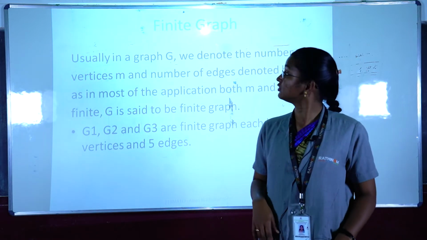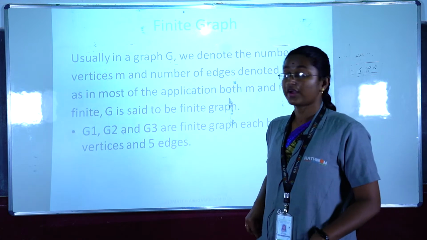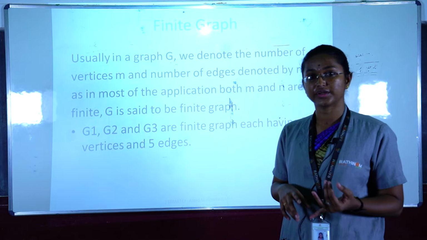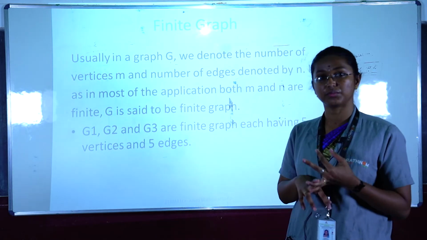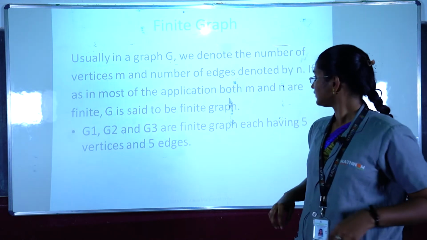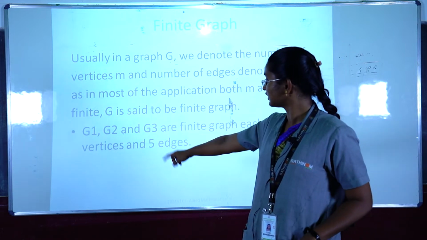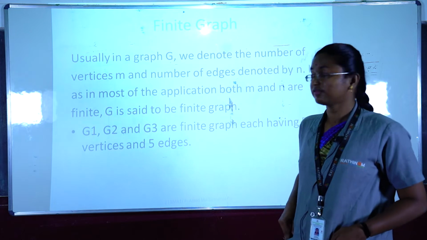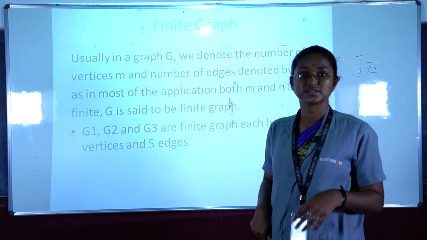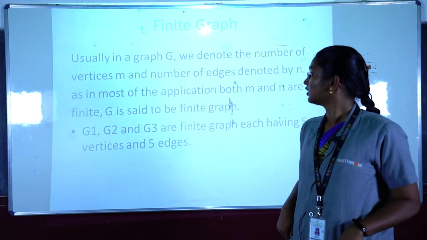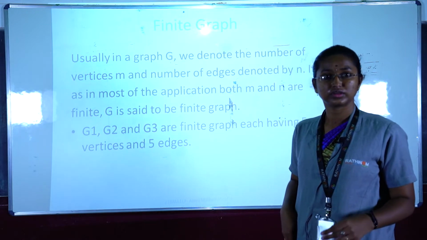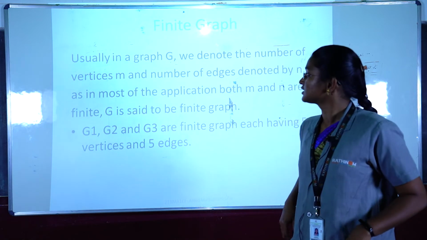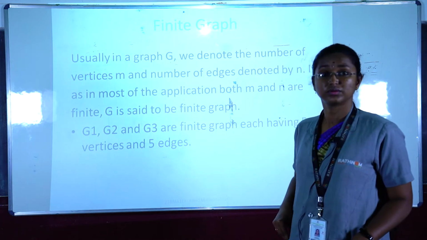Next we are going to see what a finite graph is. A finite graph is nothing but a graph which contains a finite number of vertices and a finite number of edges. I have written here G1, G2 and G3 are finite graphs having 5 vertices and 5 edges. In most cases, finite graphs are taken into account.